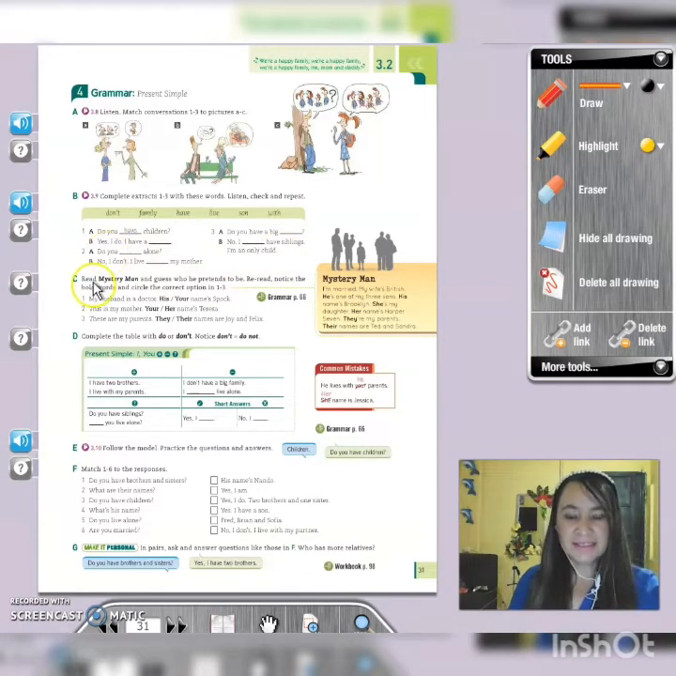Having here the next exercise, read Mystery Man and guess who he pretends to be. Reread the words and circle the correct option in 1 to 3. Mystery Man. Let's read together. I'm married. My wife's British. He's one of my 3 sons. His name's Brooklyn. She's my daughter. Her name's Harper. They're my parents. Their names are Ted and Sandra.